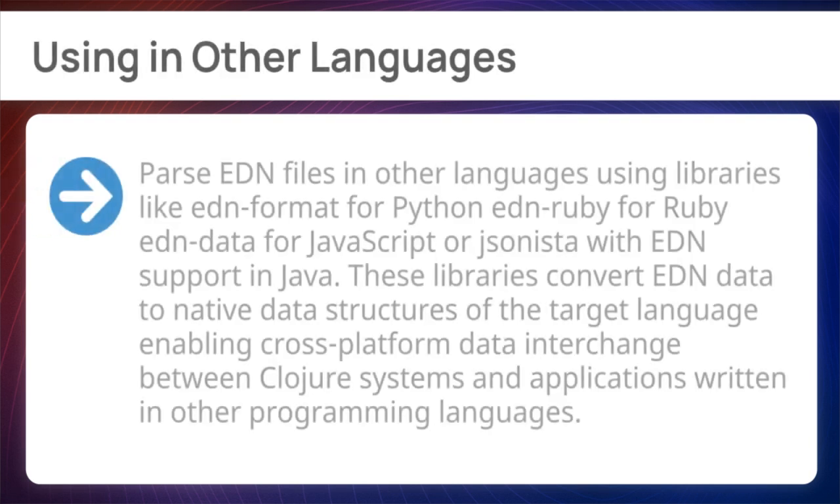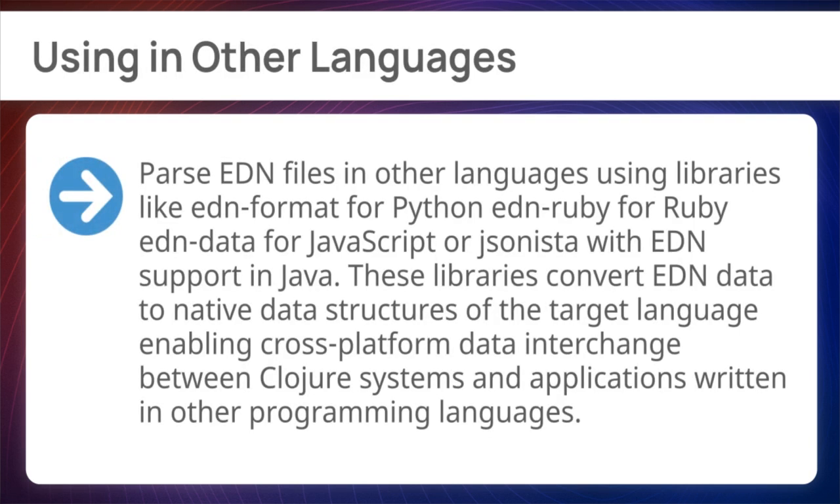Finally, using EDN in other languages. Parse EDN files in other languages, using libraries like edn_format for Python, edn-ruby for Ruby, edn-data for JavaScript, or Jsonista with EDN support in Java. These libraries convert EDN data to native data structures of the target language, enabling cross-platform data interchange between Clojure systems and applications written in other programming languages.